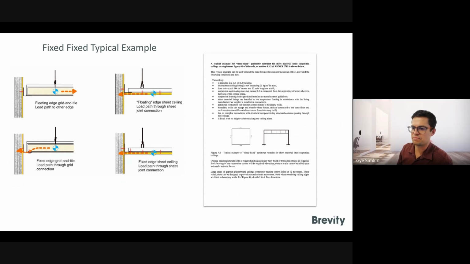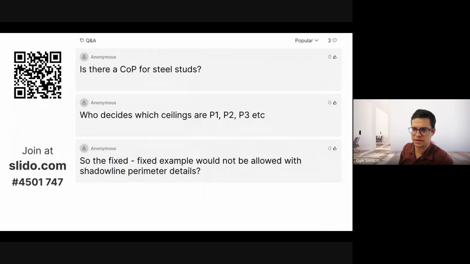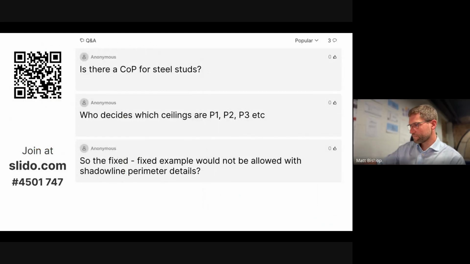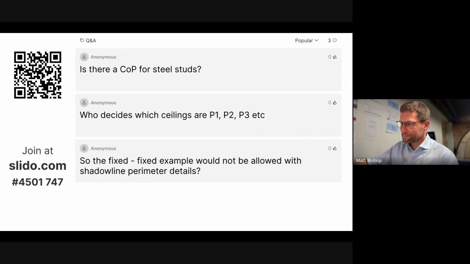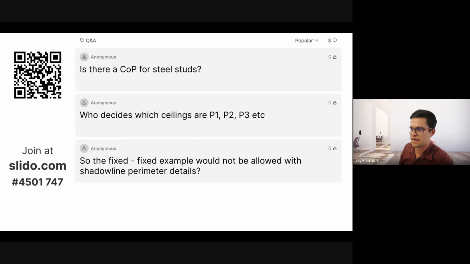Yeah, great. For the sake of time, Matt, should we just pull up that Slido QR code to make sure anyone can post some questions? Because I'm looking at that third one on the list there, quite relevant to what you were just saying. Someone has asked, so the fixed example would not be allowed with a shadow line perimeter detail. What are your thoughts on that?